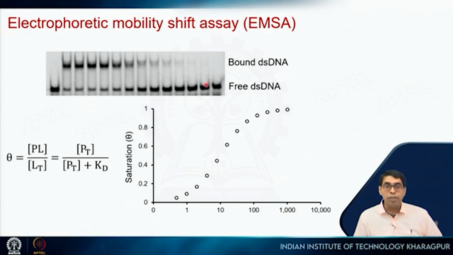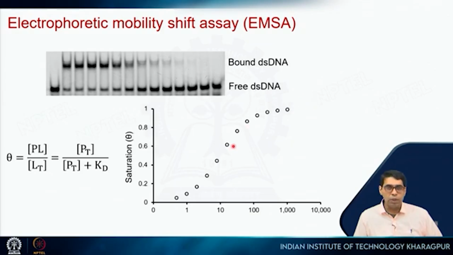Whatever you get, you subtract it from 1, and you will get the saturation, how much of the DNA is bound to the protein, and that can be expressed in terms of this. So this is the total protein concentration and this is the dissociation constant, and you can see that it does not depend on the DNA concentration, it only depends on how much protein you have added in each titration point, right? So you can plot this saturation as a function of protein concentration and it will look something like this.